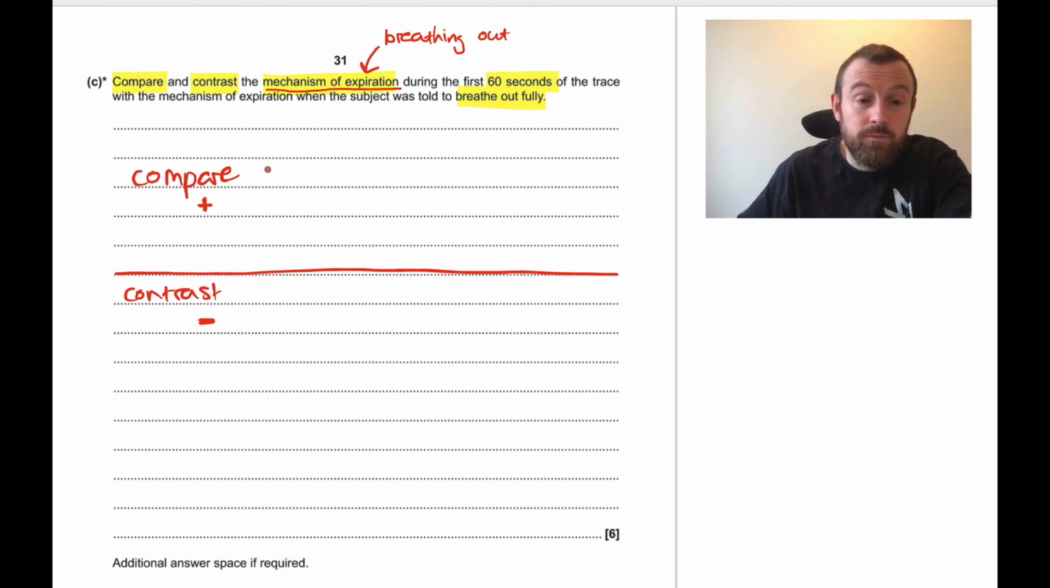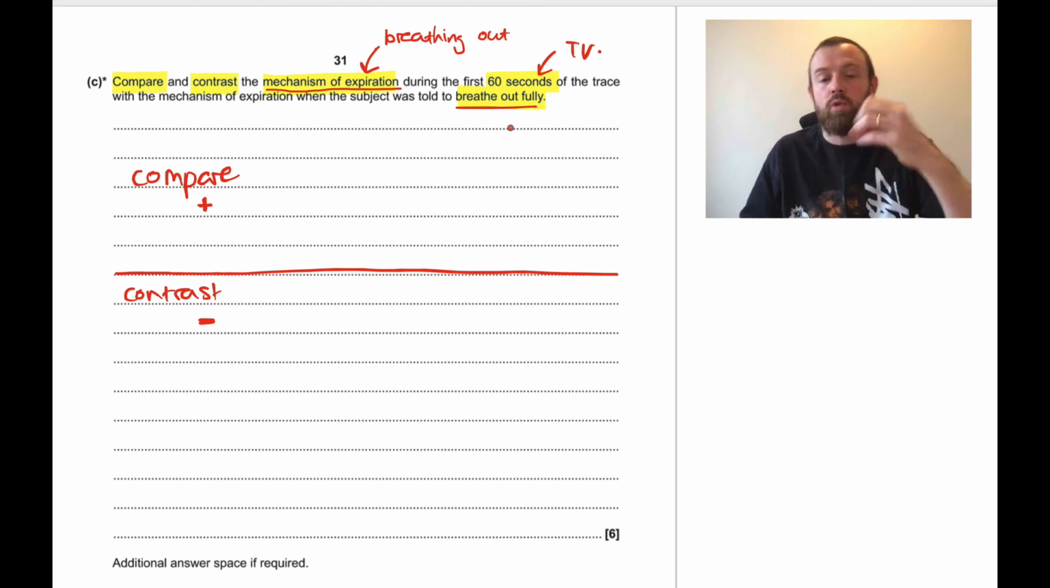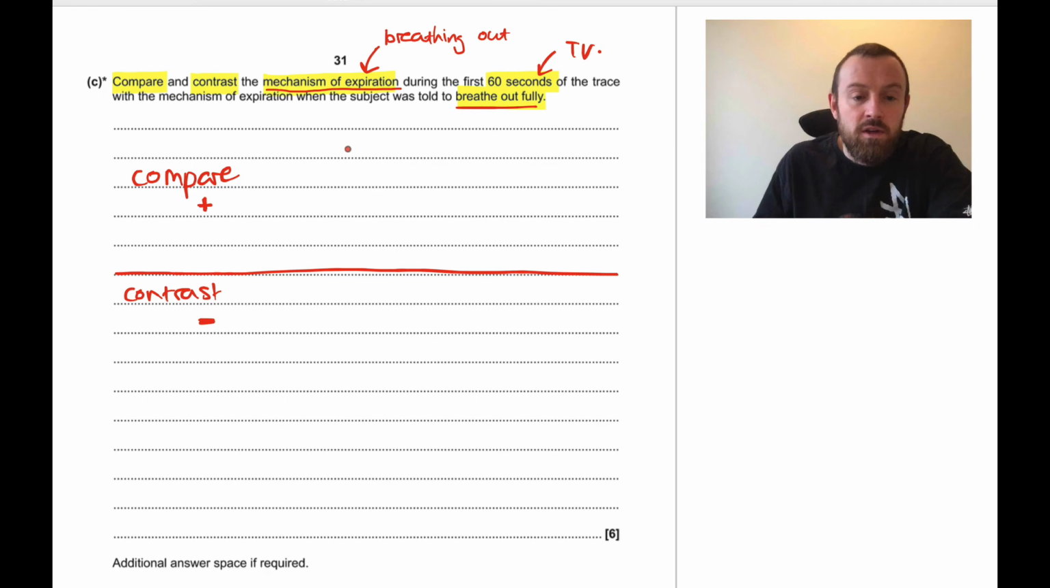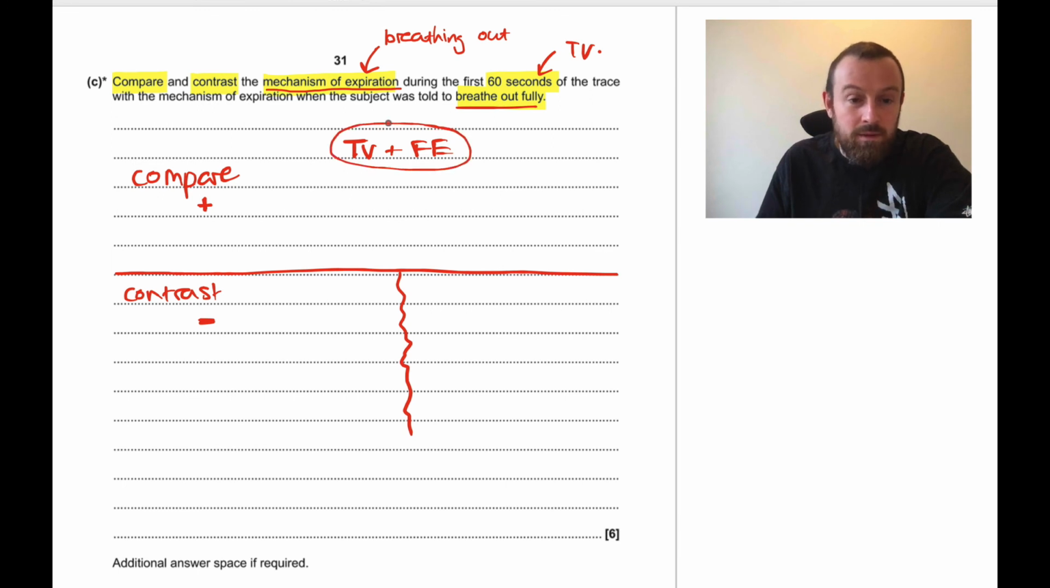And so that's tidal, the first 60 seconds is tidal volume, and the other one is expiration, breathe out fully, which you call forced expiration. So compare tidal volume and forced expiration, and then down here, it's kind of a grid, but it's got 3 things. So obviously, if there's similarities, what similarities are there between expiring with tidal volume and forced expiration?